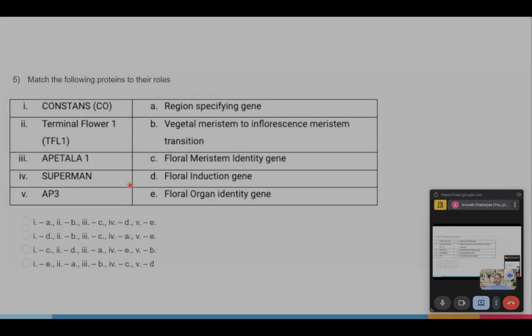Okay, going on to the next question, we are coming back to formation of flowers, and on the left we have genes which are known to be involved in growth of flowers but at different time points, and on the right we have the classification of the genes: the region specifying genes, the vegetative meristem to inflorescence meristem transition, the floral meristem identity genes, floral induction gene, and floral organ identity gene. So we have to connect all of these genes to their classification. It is match the following. So I'll give you a minute to figure this out.